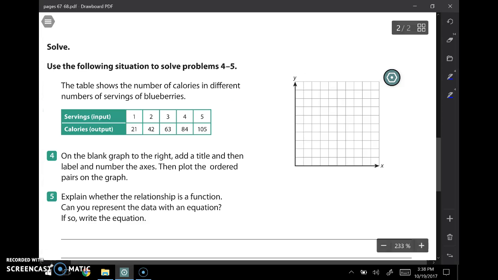So this is the title. You could name it calories from blueberries.